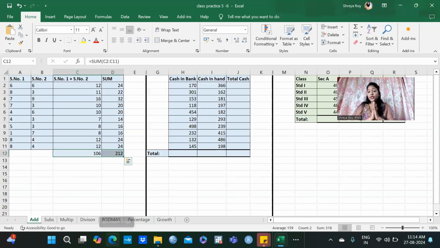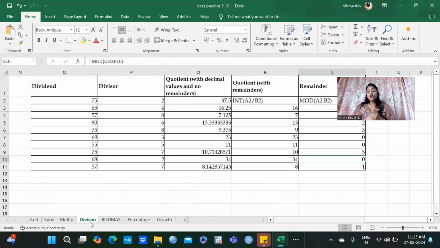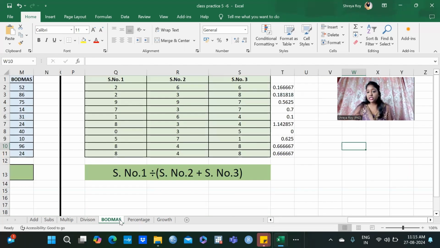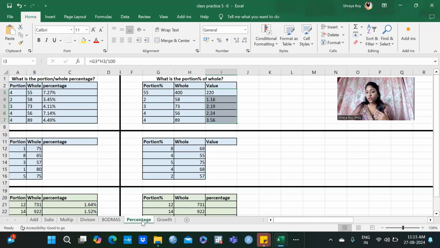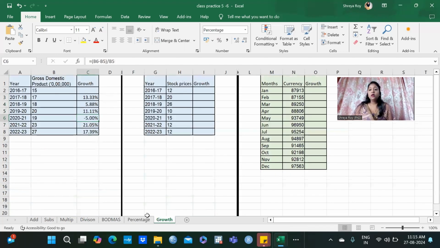So in this lecture, we learned the two types of addition methods, two types of subtraction method, two types of multiplication method, decimal division, long division with quotient and remainder. We learned equation building, equation solving. We learned about percentage, and we learned about growth.